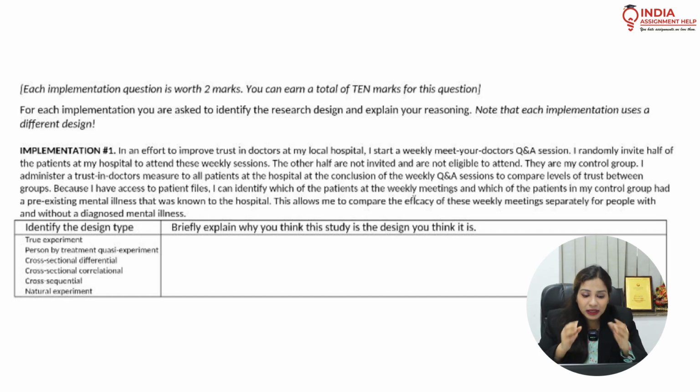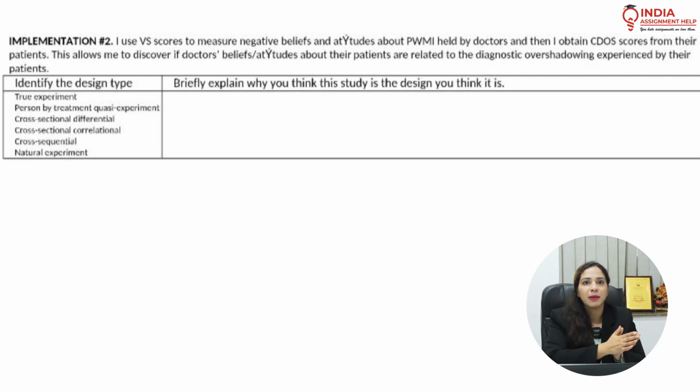The next option that is given to you is person by treatment quasi experiment. What is a person by treatment quasi experiment? For example, in this scenario, if I would have chosen people who are not dealing with mental illness and placed them in the questionnaire session, and in my control group were all those people who were dealing with mental illness, then it would have been a person by treatment quasi experiment, because I employed the participants in the question answer session not randomly. But when it is random, it is a true experiment.